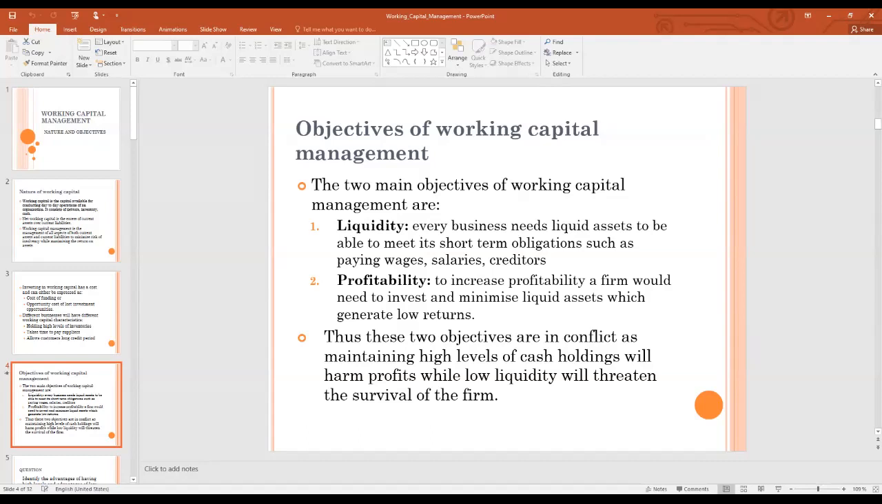So as you attempt to chase profit, you have to be careful. What is going to be the impact of chasing this particular objective on the other objective? Because in most cases, those two objectives will be in conflict. So you want to ensure that you strike a balance between these two objectives. At the same time, you don't want to have excessive liquidity. You don't want to have more cash than what you need.